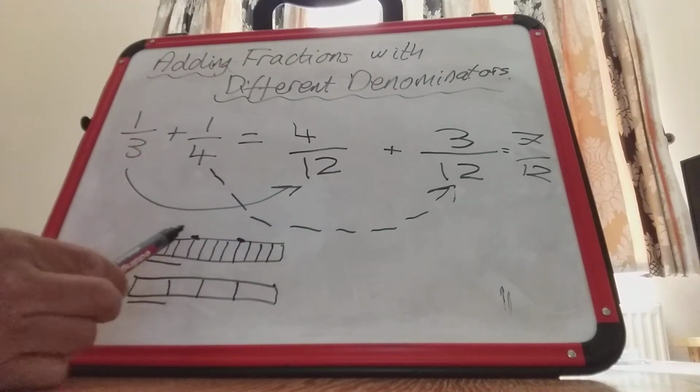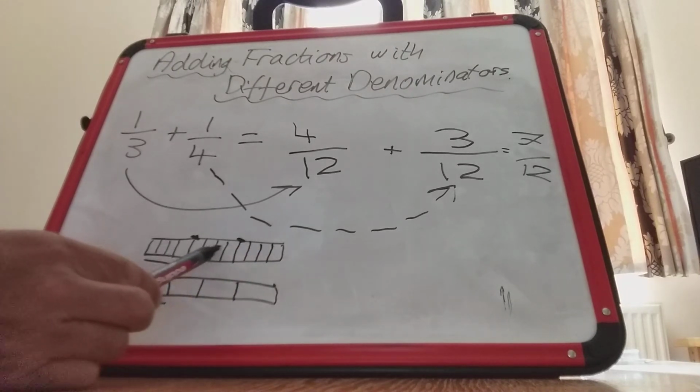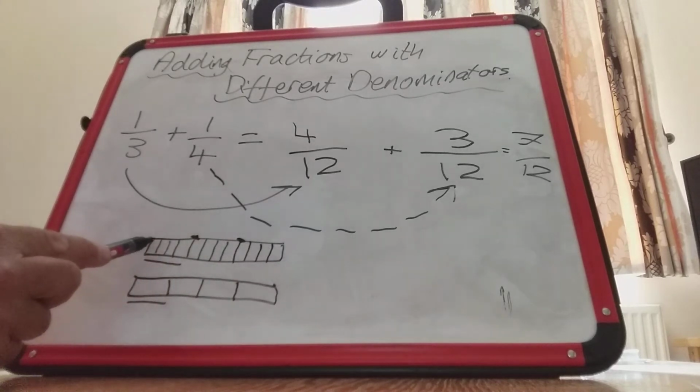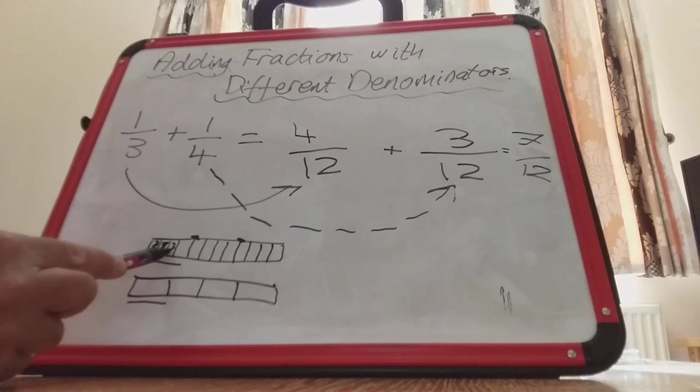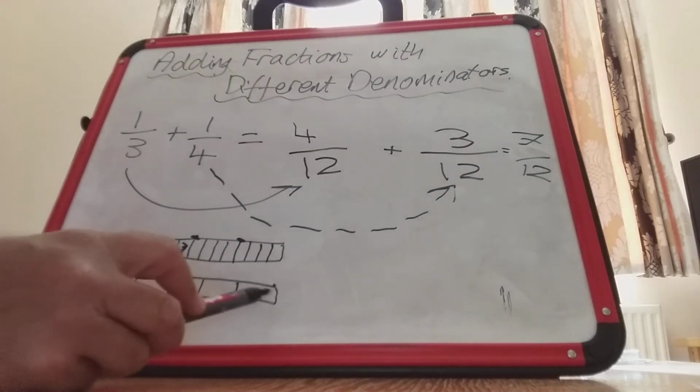Okay, so those dots tell you where the thirds were, but now we've got 1, 2, 3, 4, 5, 6, 7, 8, 9, 10, 11, 12. Okay, and now we can put the squiggles in, so we'll put 1, 2, 3, 4. So that's 4/12. Now for this one, remember, you've got to have the same amount. We've got to still end up with 12ths.